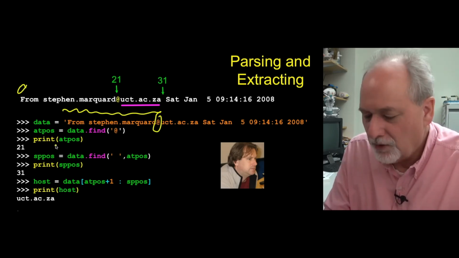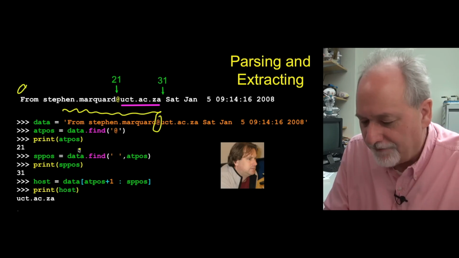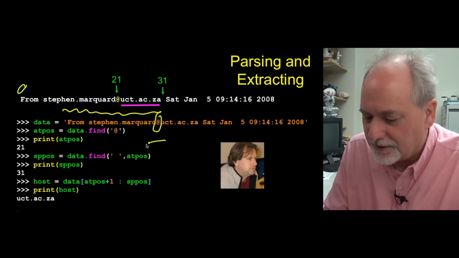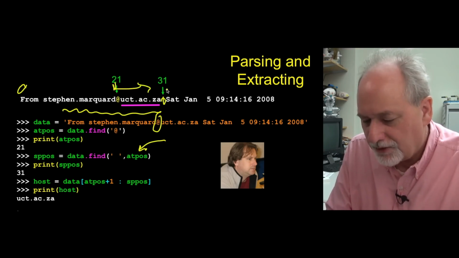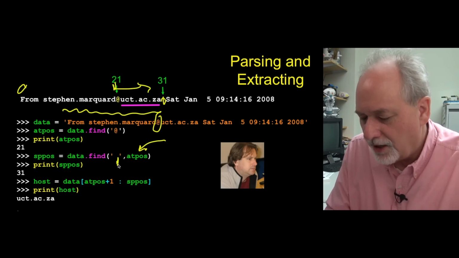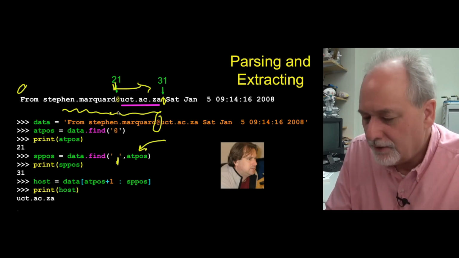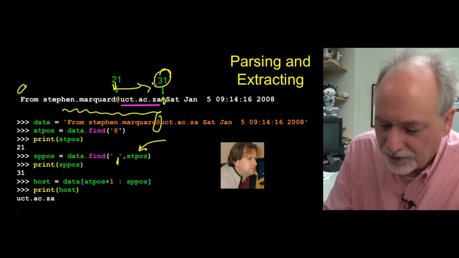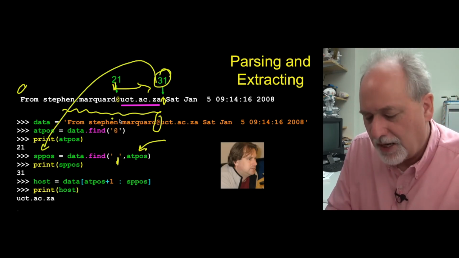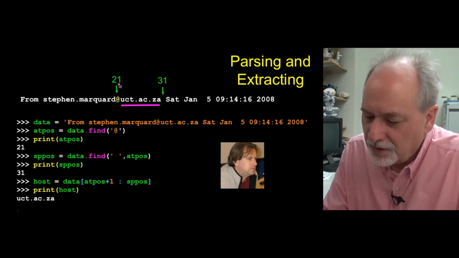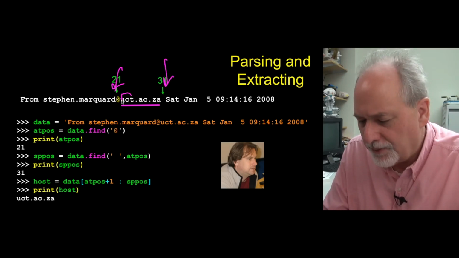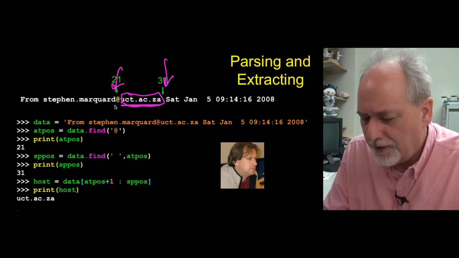Then what we're going to do is we're going to look for the next space after the @ sign. So we're going to start at the @ sign and tell find to start here and look forward until it finds a space. So data.find, look for a space starting at the position of the @ sign, and then that'll be in position 31. So 31 is what we get in the space position. So now what we have is we have in two variables, the position of the @ sign and the position of the space after the @ sign. Now what we really want is this bit right here. So we have to go one beyond the @ sign, and we don't want the space.